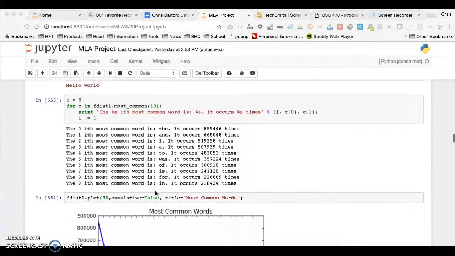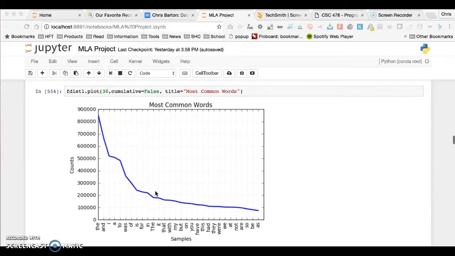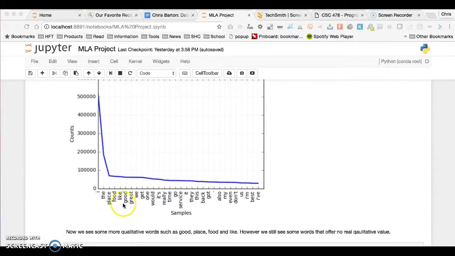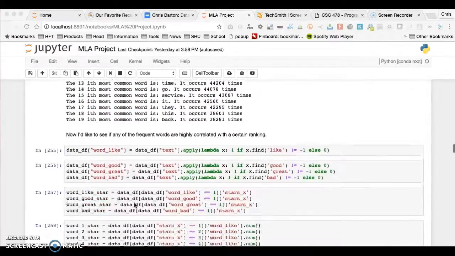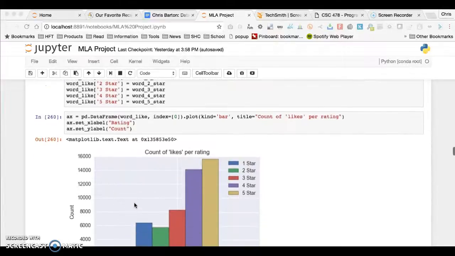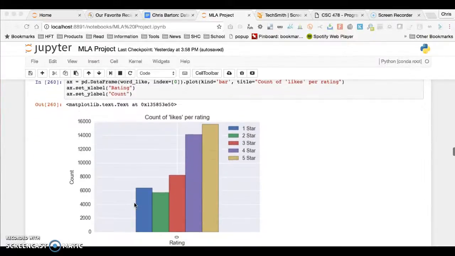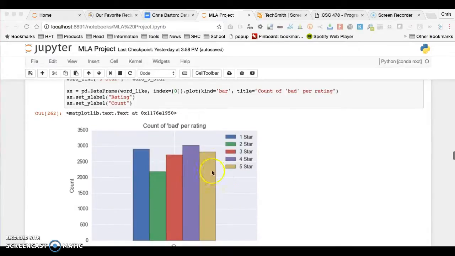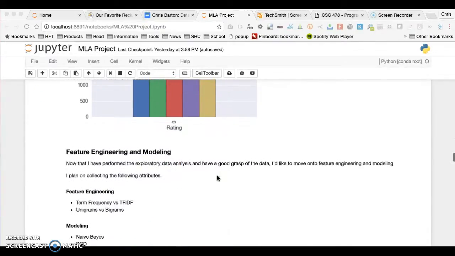Next, going into a little bit more natural language processing type stuff, I see here a word frequency chart. If we look at these words, there's really nothing too informative in here. However, once we remove stop words, we start to see some pretty informative words like food, good, great, like. Moving on, I wanted to see if some strong adjectives were associated with higher reviews. Here we can see that "like" is associated with more 5 and 4 star reviews and lower stars. And then for "bad", it doesn't look like we had that same strong correlation.